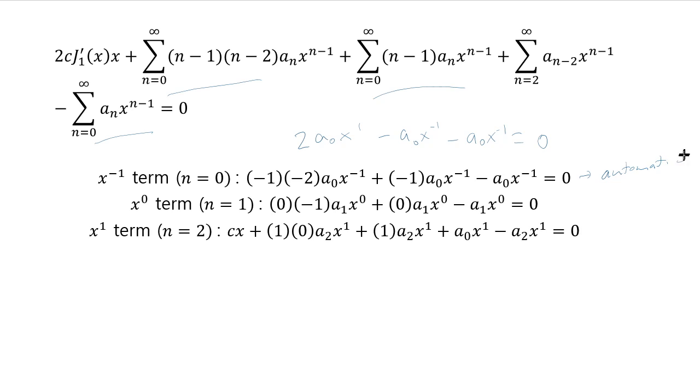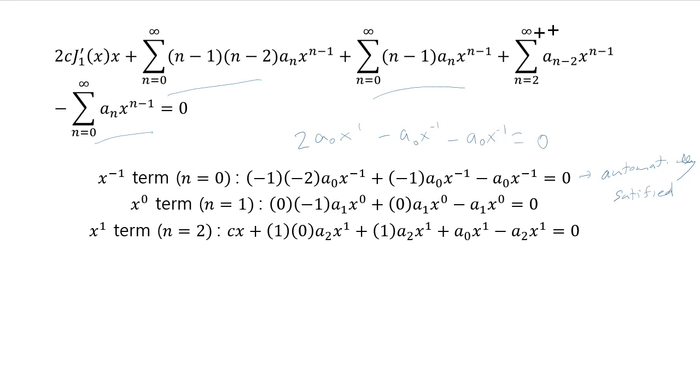Automatically satisfied. And indeed, that's what happens if you use the correct index. If this very first one is not 0, that means you made a mistake in finding the initial equation. All right, now for the x to the 0th term, that corresponds to when n is equal to 1.